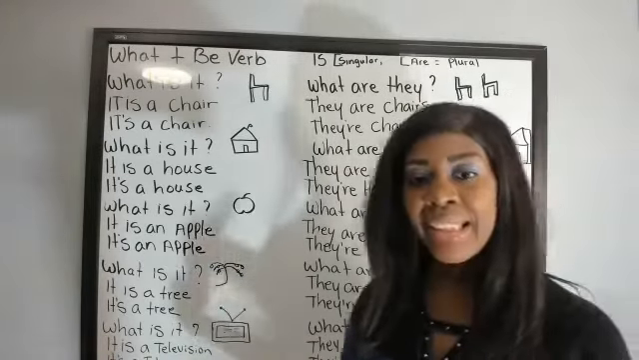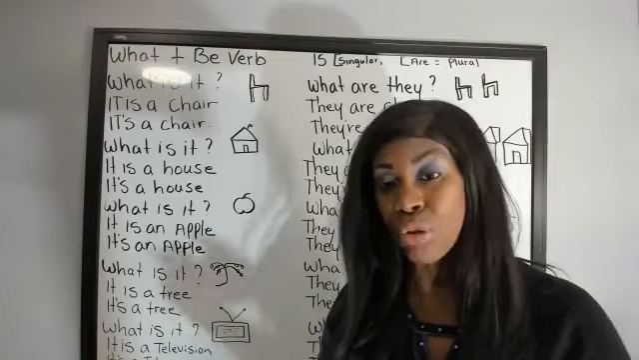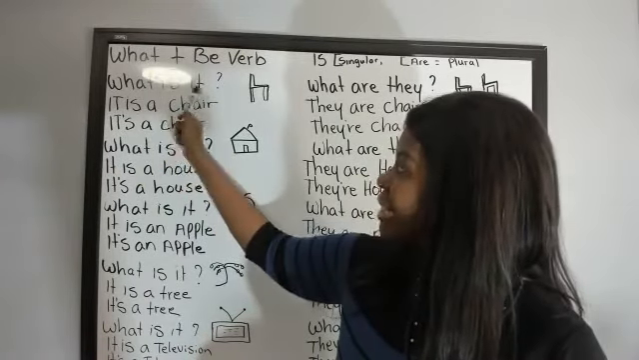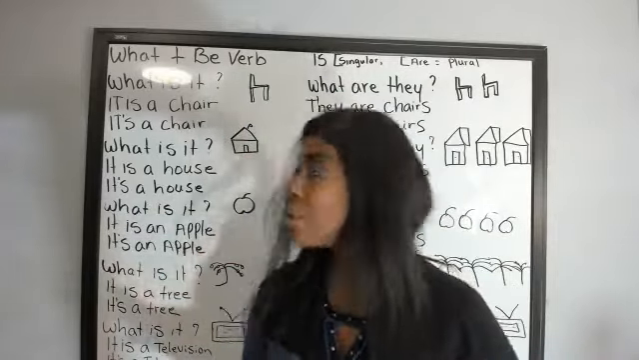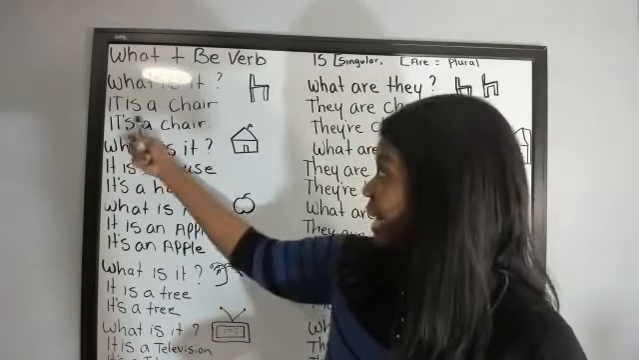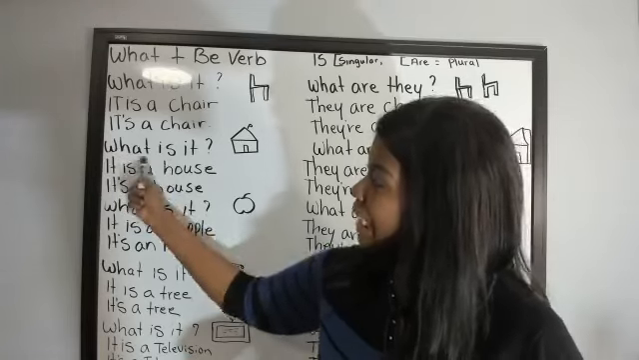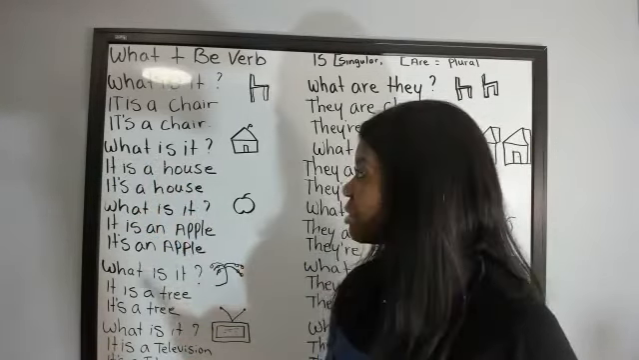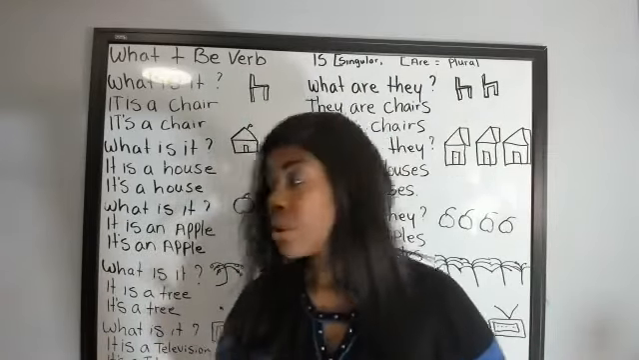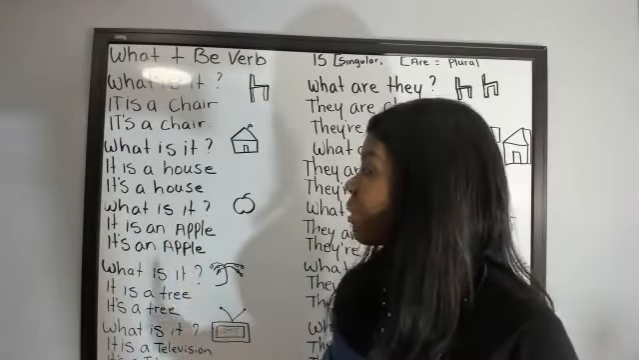Now, we're gonna do it again, but this time we're gonna go a little bit fast. Because keep in mind, native speakers, when they are speaking, they don't speak slow. So therefore, you have to keep up, all right? What is it? Is it? You got to read it like it's one. What is it? It's a chair, or it is a chair. What is it? It's a house. Normally, when we are speaking, we normally use the contraction to make things shorter or easier, all right?